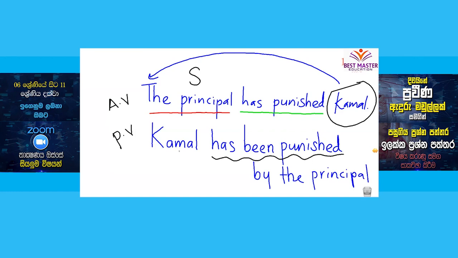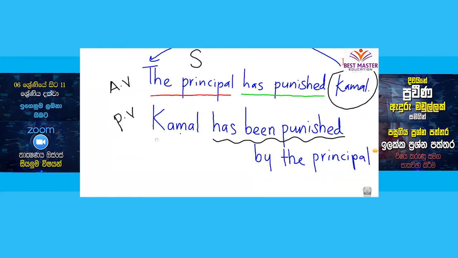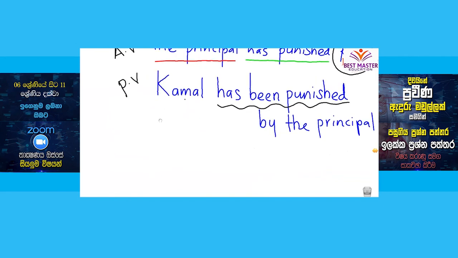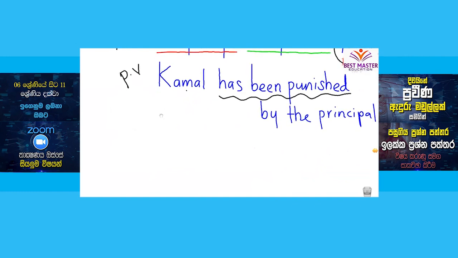Kamal is here. The principal has gone to the end of the sentence. I want to introduce another sentence for you. Look.